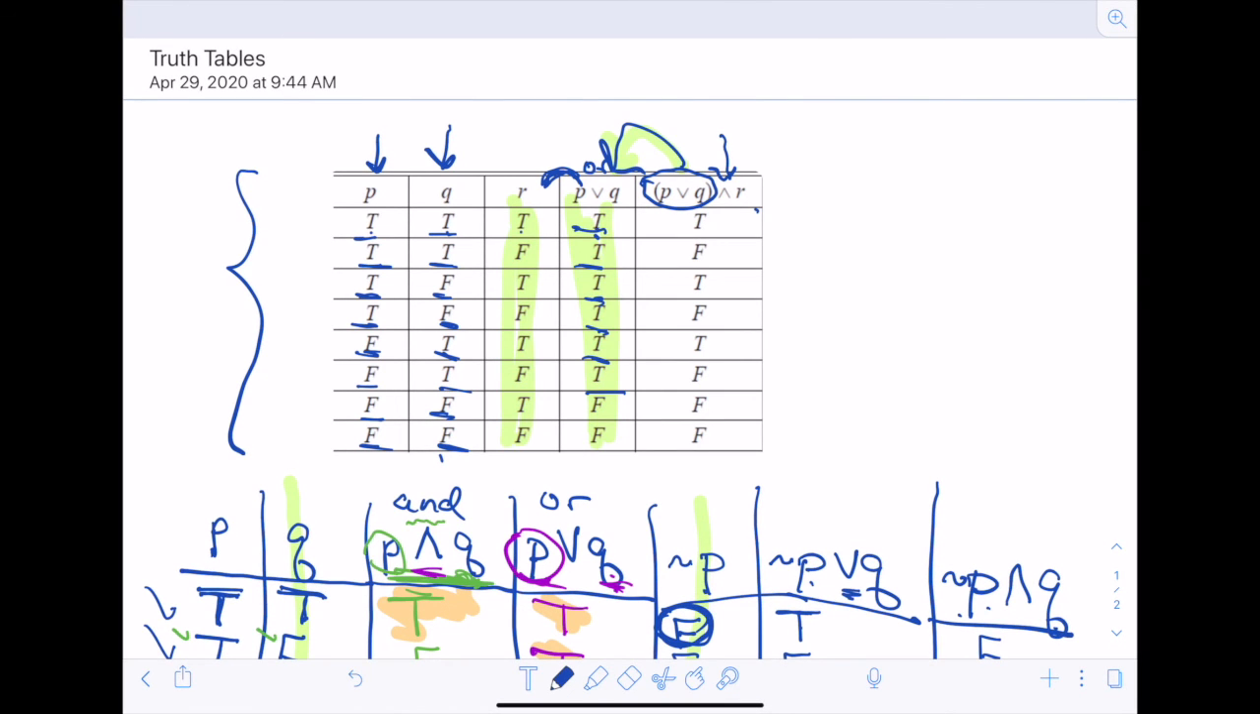So true and a true is a true. A true and a false is false. True and a true is true. True and a false is false. True and a true is true. This has a false in it. This has a false in it. These are both false. So if you can sort of combine the columns so that you're only really comparing two things, I think that's what makes it easier.